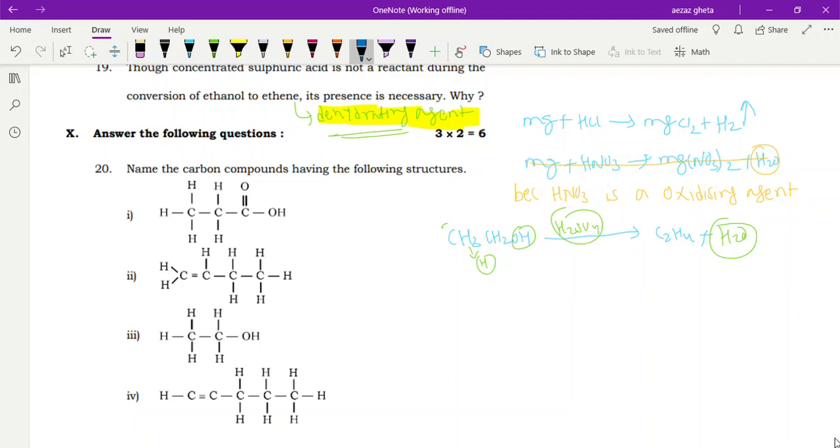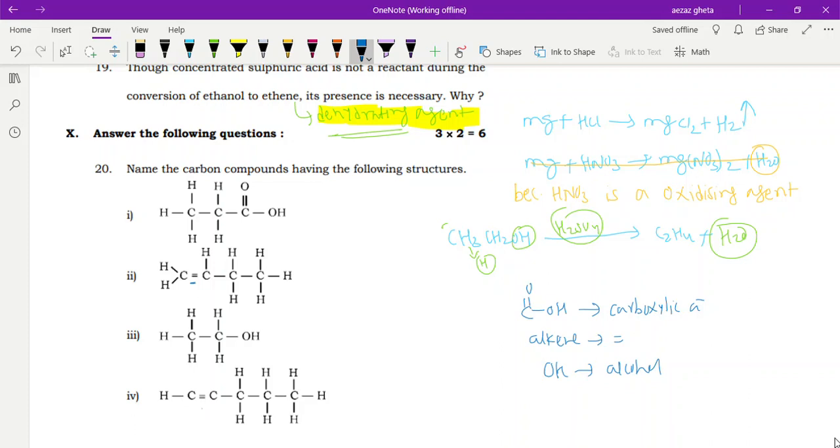Okay, name the compound. This is a 2 mark question. First we should know that the functional group COOH is carboxylic acid. Here a double bond is there, so it is an alkene. And OH is there, so it is alcohol. And this is again a double bond, so it is an alkene.